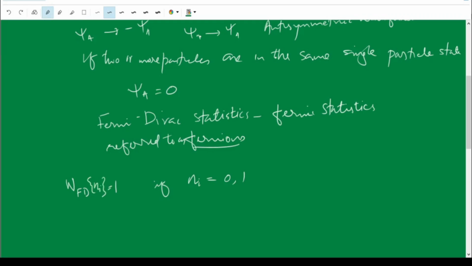Is equal. Now if it is more than that, Ni is greater than 1, then it is equal to 0. That distribution does not occur. Okay.